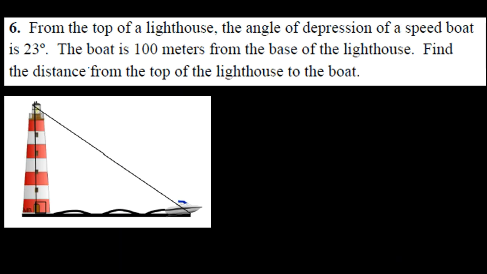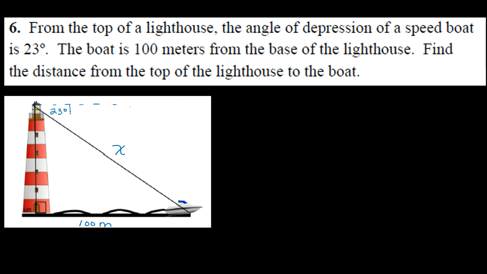From the top of the lighthouse, the angle of depression of a speedboat is 23 degrees. The boat is 100 meters from the base of the lighthouse. Find the distance from the top of the lighthouse to the boat. So we're looking for the hypotenuse.